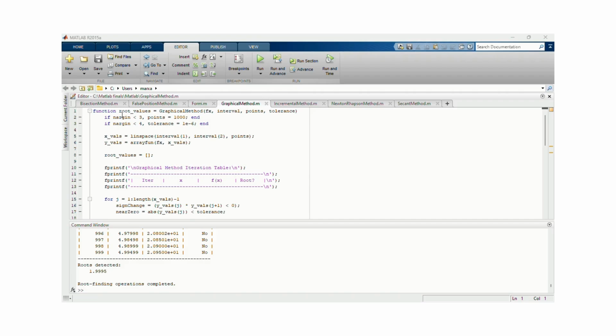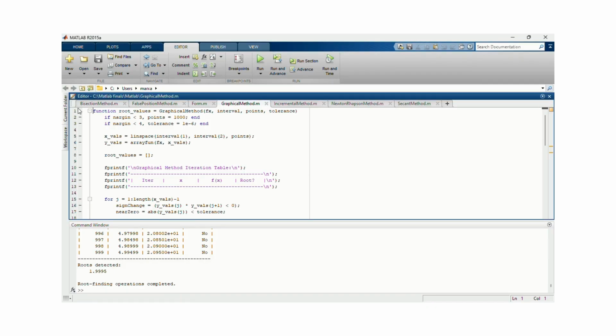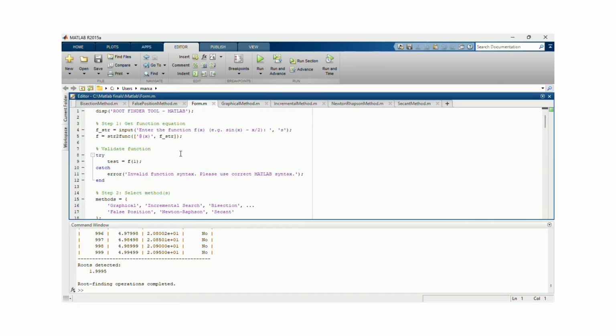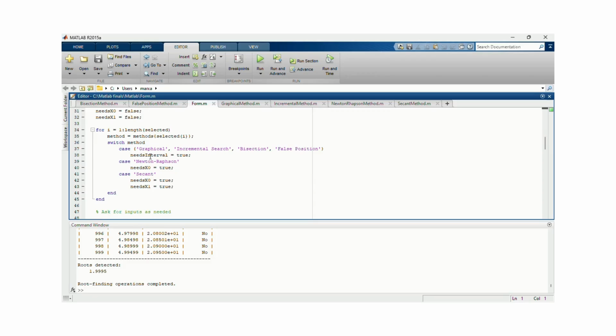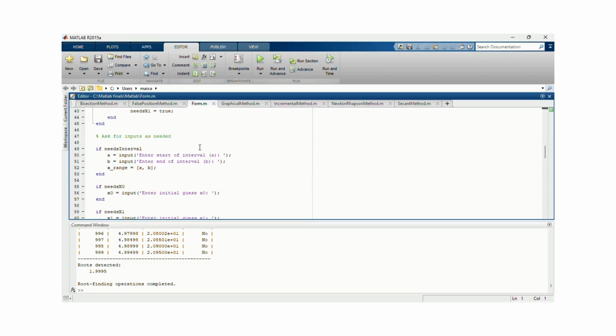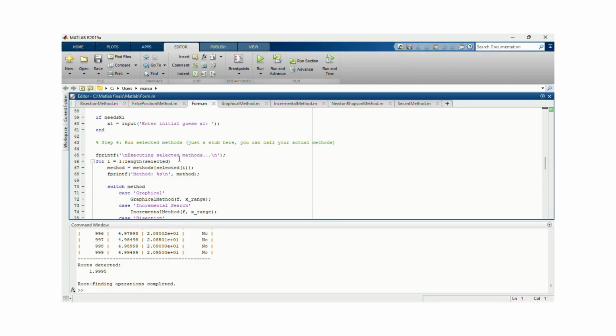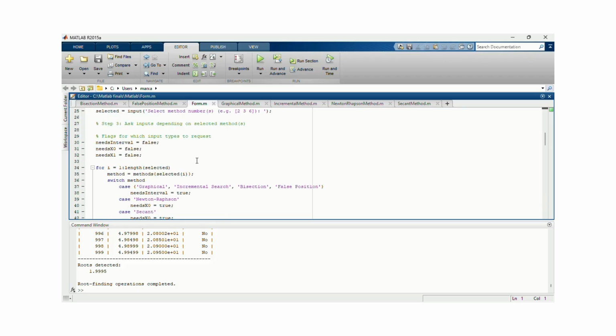So here we are. There are six types of methods, which are the incremental, bisection, false position method, graphical method, Newton-Raphson method, and Descartes method. And this is our main, which is where we input what type of method we'll be using. We'll be inputting our initial guess, the approximate guess, and more, even the equation.